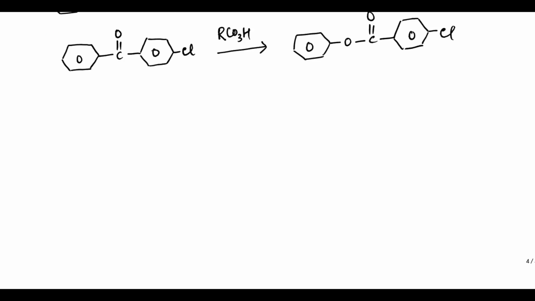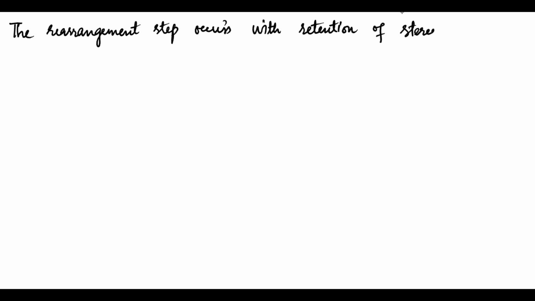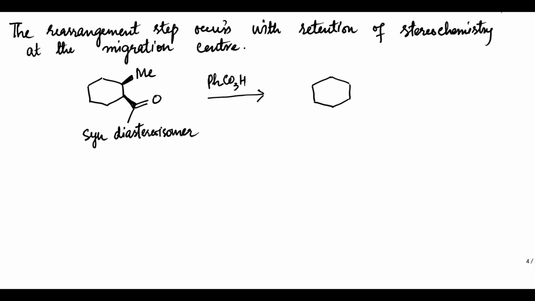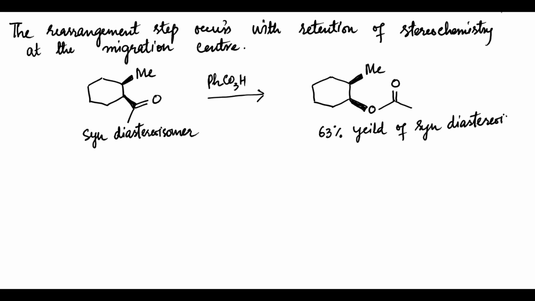One point to note about this rearrangement is that the rearrangement step occurs with retention of stereochemistry at the migration center. If we consider this ketone, which is the syn-diastereomer, and subject it to Baeyer Villiger oxidation, the product is obtained in 63% yield with syn stereochemistry as in the reactant.